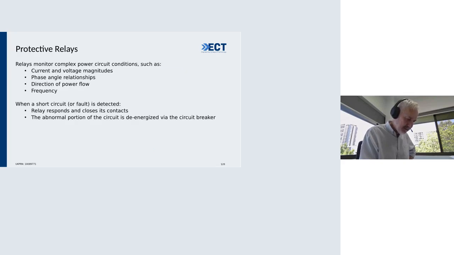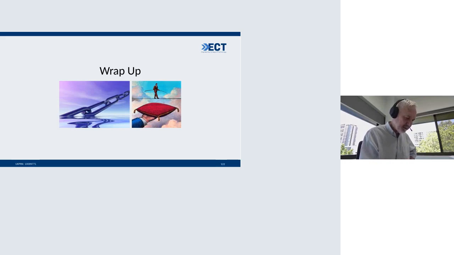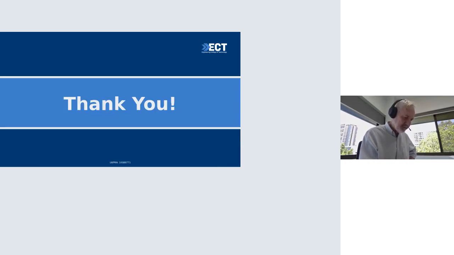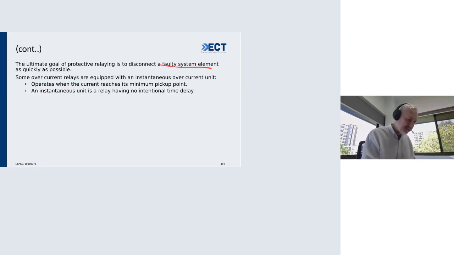Protective relays are obviously important, and they can look at current, voltage, magnitude, phase angle relationships, direction of power flow, and frequency. And obviously the idea is to disconnect your faulty system as quickly as possible, element, disconnect, and very important to operate quickly and effectively.